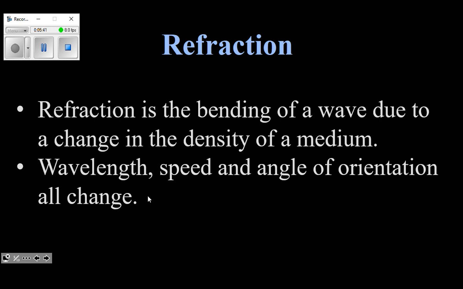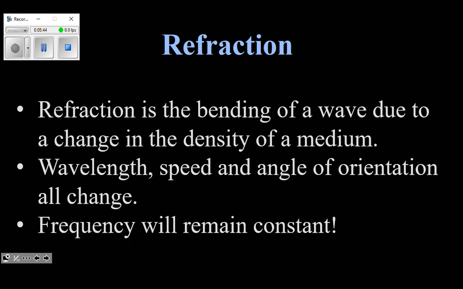But one thing stays the same. Another question coming up on assessment, and that's frequency. Frequency will remain constant. So even though the wavelength and the speed change, remember that universal wave equation, v equals f times lambda, ties together the speed, the frequency, and the wavelength. These two are going to change, but this will always be constant. Anytime you take the speed and divide by the wavelength, you'll get the same number for frequency. So these are going to change proportionately to each other, and also proportionally to the angle of orientation.